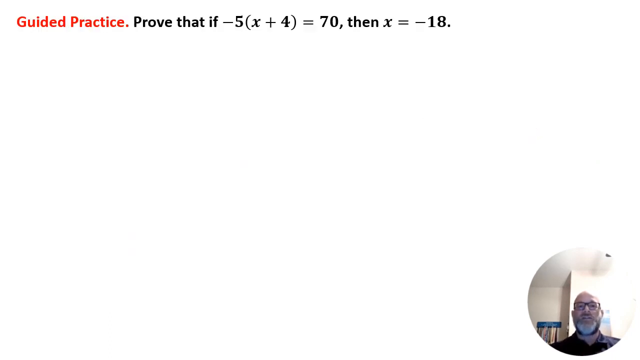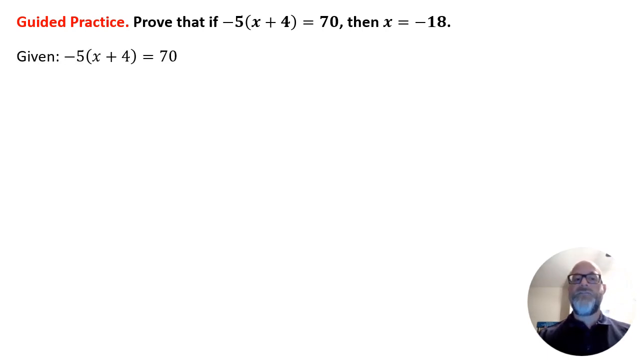All right, next. I want you to try this guided practice. Try pausing it and see if you can do it. If not, let's work through it together. Prove that if negative 5 times (x plus 4) equals 70, then x equals negative 18. What's our given? Negative 5 times (x plus 4) equals 70. What are we trying to prove? x equals negative 18. We're going to do an algebraic flow proof.